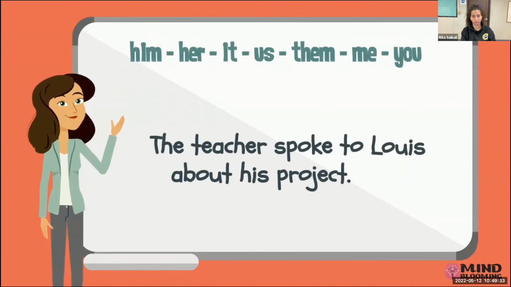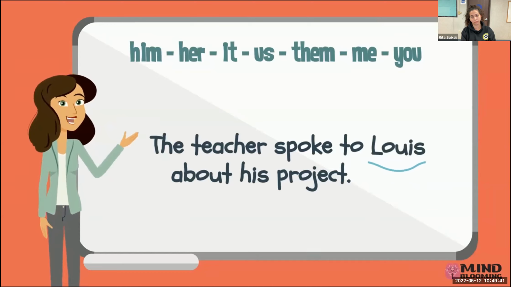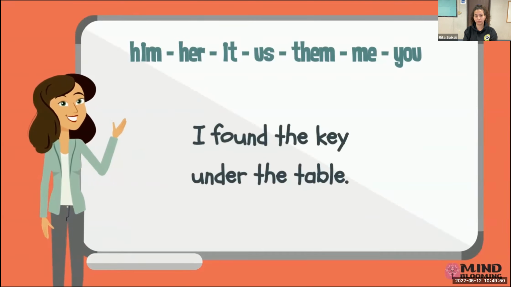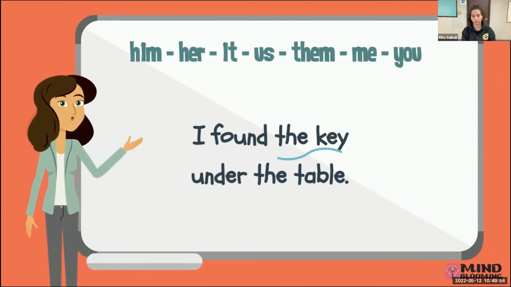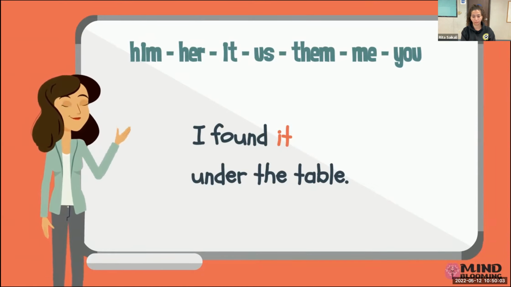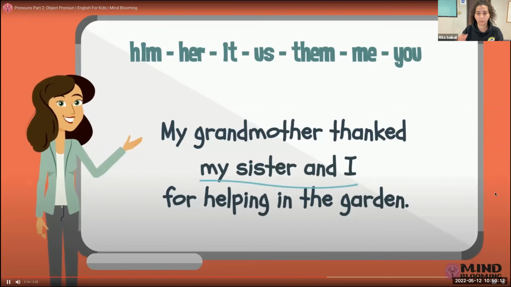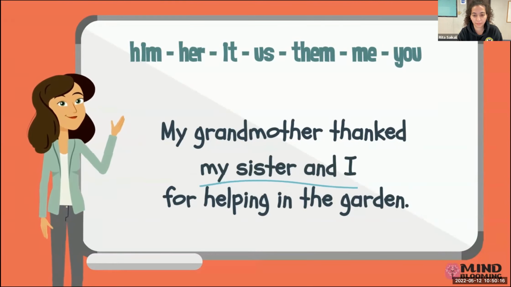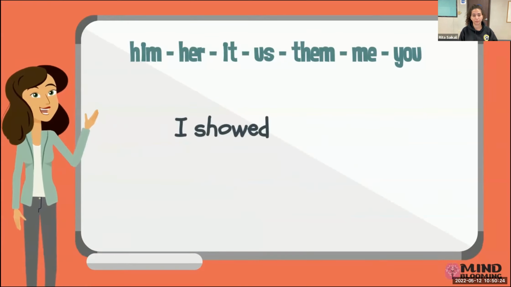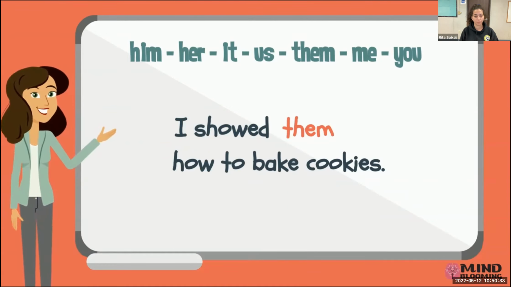The teacher spoke to Lewis about his project. If I want to replace Lewis with a pronoun, it would have to be an object pronoun because it came after a preposition. So I would say the teacher spoke to him about his project. I found the key under the table. If I want to replace the key with a pronoun, that pronoun would be it. So I would say I found it under the table. Notice that it does not change whether it's a subject or an object pronoun. My grandmother thanked my sister and I for helping in the garden. If I want to replace my sister and I with a pronoun, I would have to use an object pronoun because it came after a verb. So I would say my grandmother thanked us for helping in the garden. I showed Jessie and Lily how to bake cookies. Jessie and Lily would be replaced with the pronoun them. So I would say I showed them how to bake cookies.